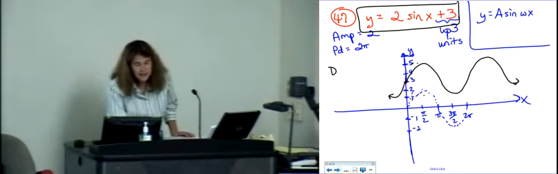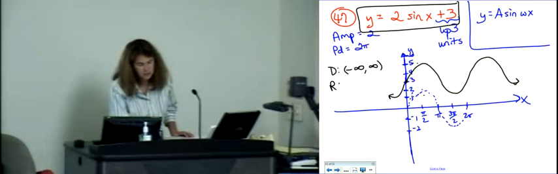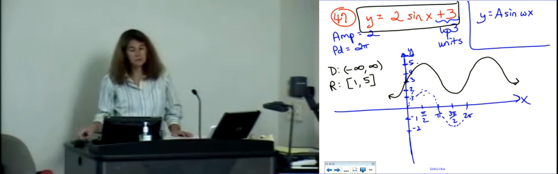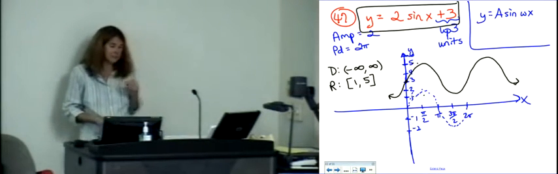So what is the domain now? All real numbers. Still all real numbers. What is the range? 1 to 5. Okay, this time we've changed it to 1 to 5. The y's are only going to be in that part from 1 to 5.